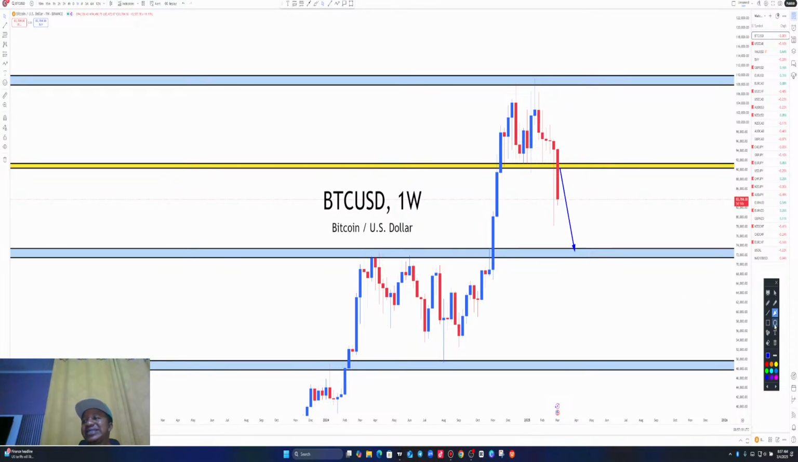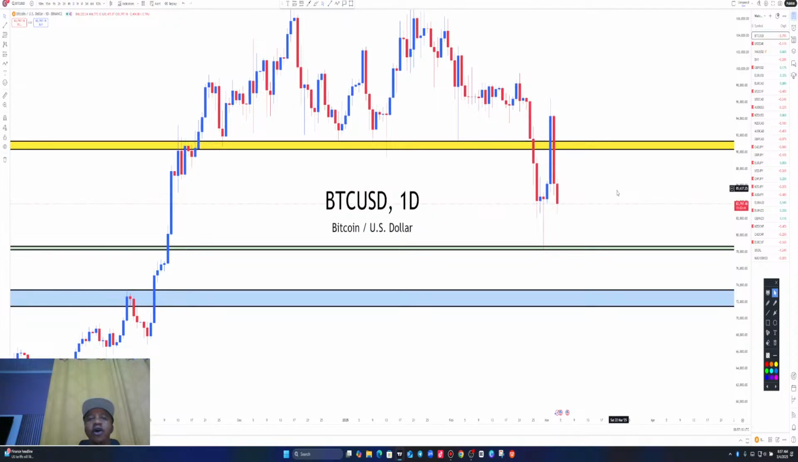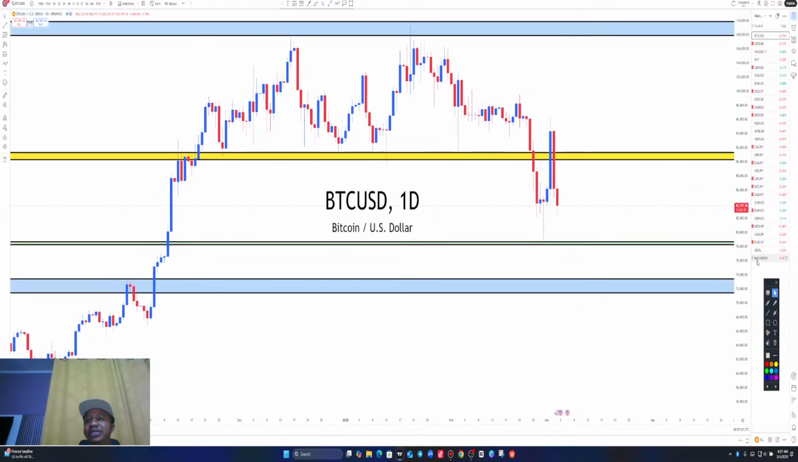So how can we pick the sell to the downside? Let's take it again to the daily. All right, so this is the daily time frame of BTC USD. Now on the daily time frame, this is a daily mid-range zone. We've seen a lower low bring the market all the way down, then a lower high. What should happen is continuation of the move.